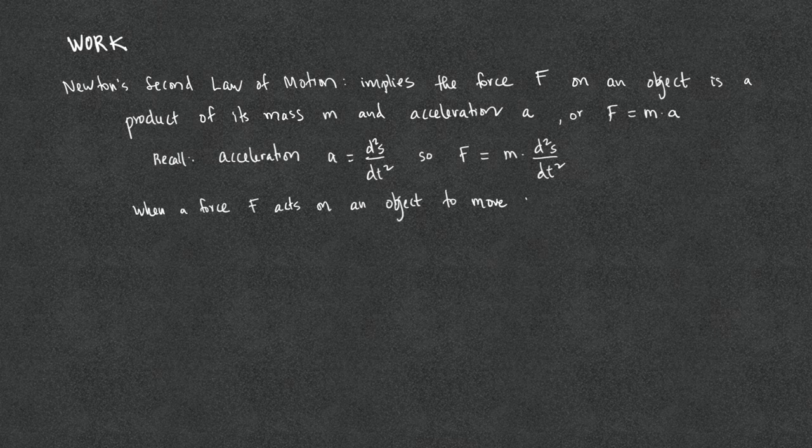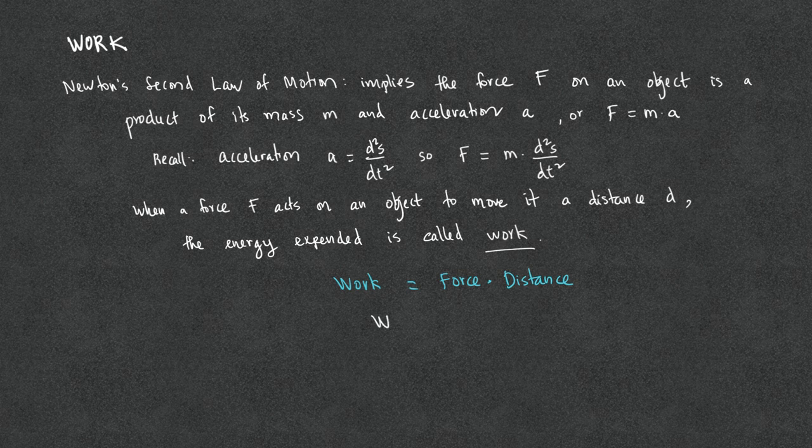over dt squared. When a force F acts on an object to move it a distance d, the energy expended is called work. And so work is defined to be force times the distance, W equals F times d.